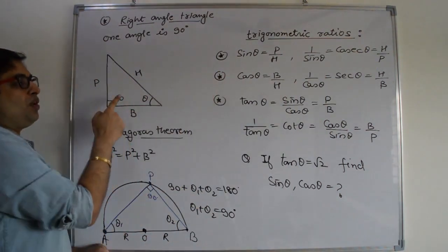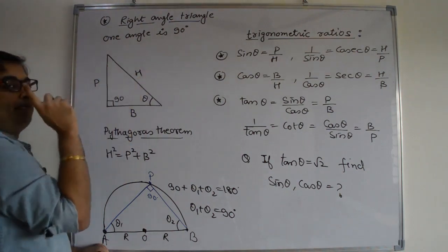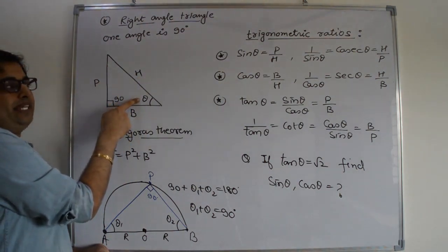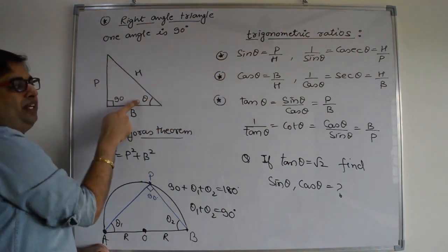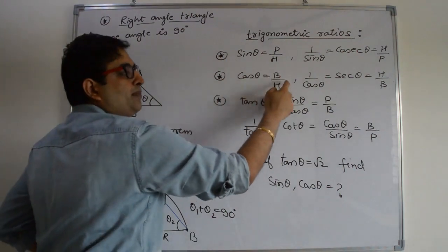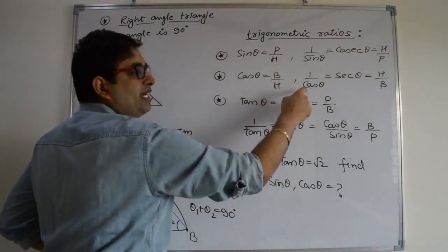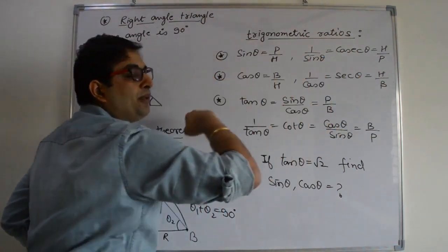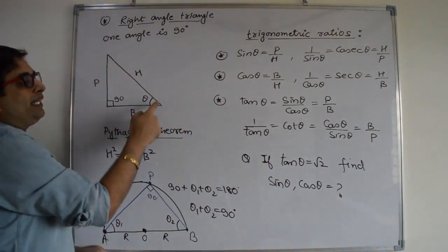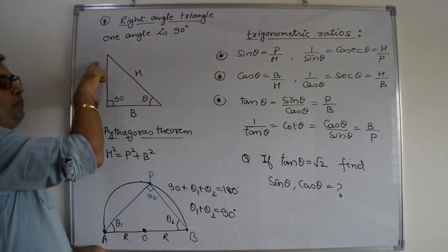Cos theta. Cos theta is base upon hypotenuse. Remember, I am observing this angle. Everything is derived according to this angle. So this is base, this is hypotenuse. So base upon hypotenuse. 1 by cos theta is sec theta. Sec theta is hypotenuse upon base, inverse. Tan theta. Tan theta is perpendicular upon base.